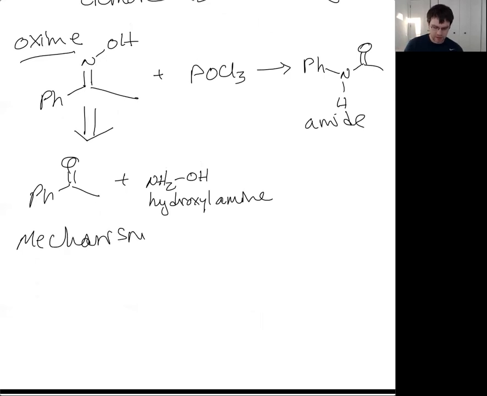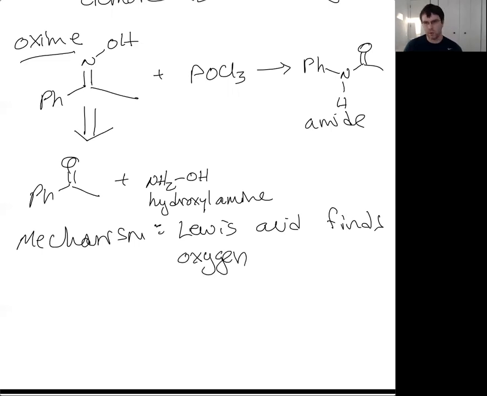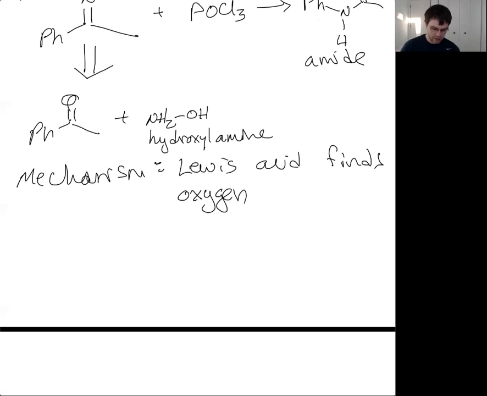So the mechanism starts with the Lewis acid finds oxygen, or I guess fluoride, not usually fluorine bound to carbon, but fluoride floating around as an ion. Again, very uncommon. Okay, so let's consider the mechanism for this conversion of an oxime to an amide.